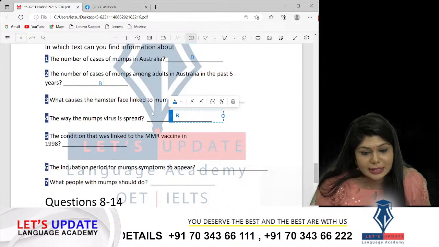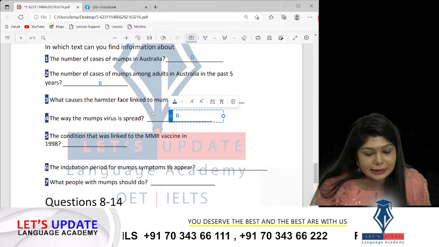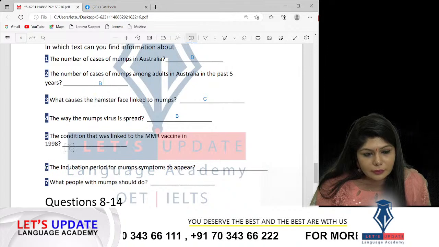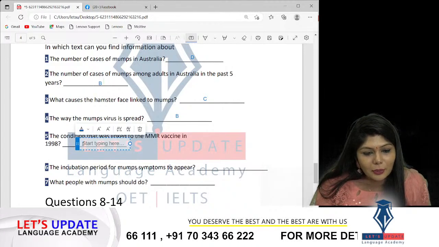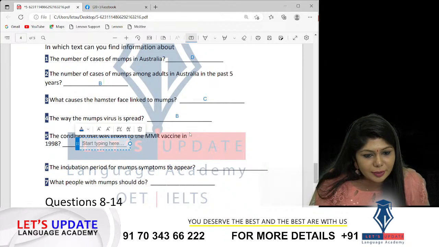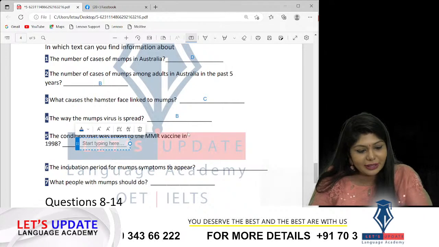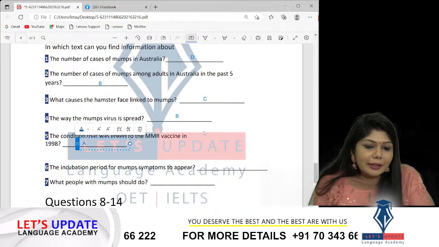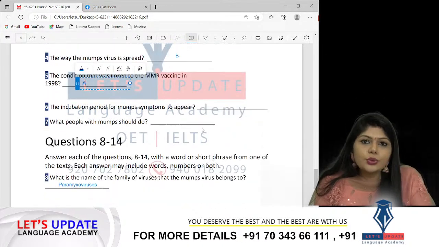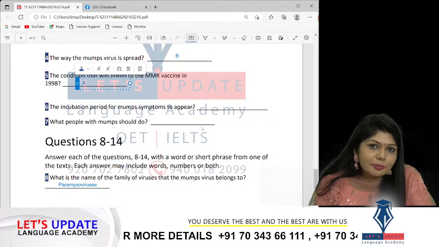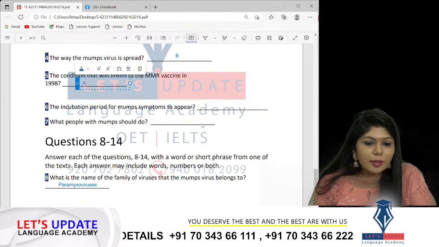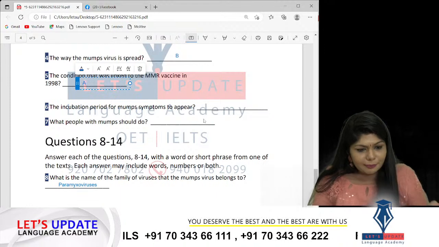Moving to the fifth question, the condition that was linked to the MMR vaccine in 1998. So what do you think the answer would be? Which text holds that information about the MMR vaccine? That was definitely from part A, right? Because we had already solved some questions related to the MMR vaccine, and that was from A. So you need not go back and see, because by now you're thorough with that information. Moving to the next question, the sixth question, the incubation period for mumps symptoms to appear.